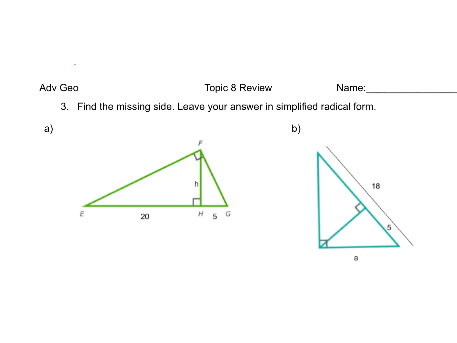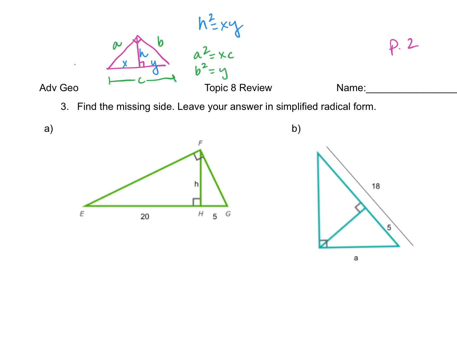All right, page 2. We are talking similar right triangles. So if you remember, we had the relationship that if we called this middle part h and these x and y, then h squared is equal to x times y. And then if we called this a and this c, we'd get a squared equals x times c. If we called this guy b, we'd get b squared equals y times c.